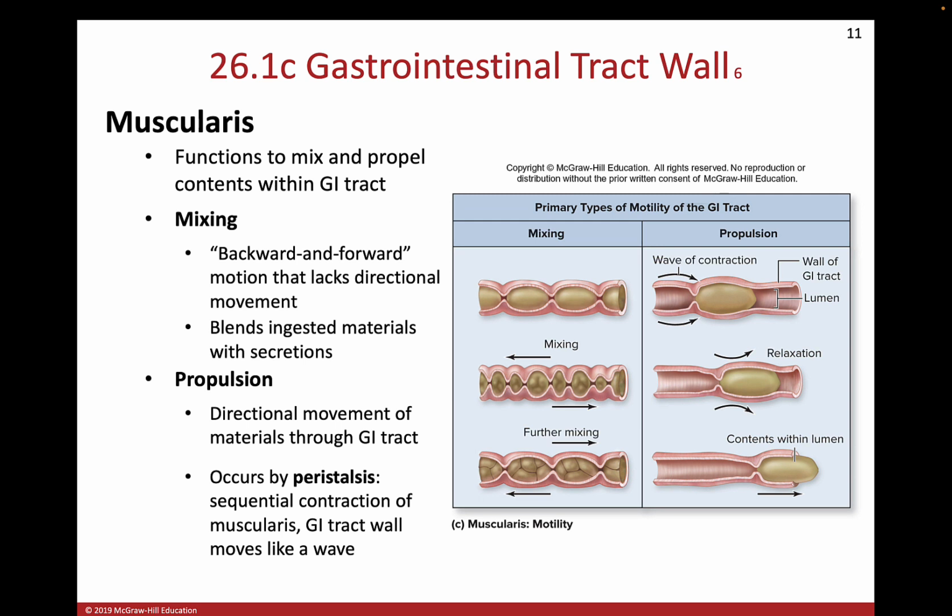Now, here we basically see two types of motility that occur within the GI tract. We have mixing. And one of the things that we'll look at is a type of contraction that's more of a backward and forward motion. And there's no real directional movement in this type of motility. And really what it's doing is blending ingested materials with secretions.